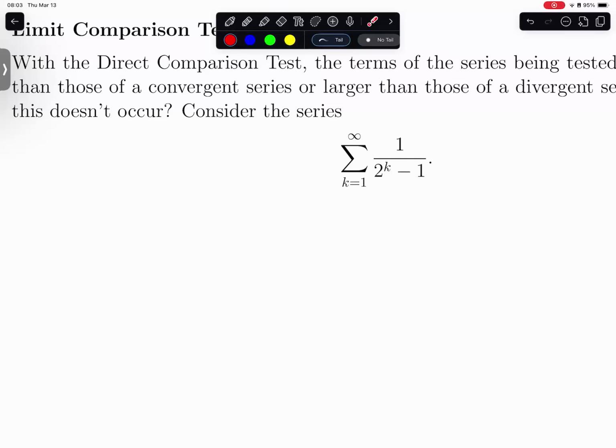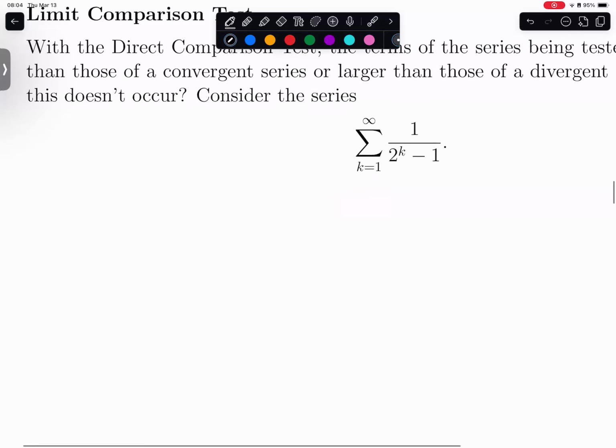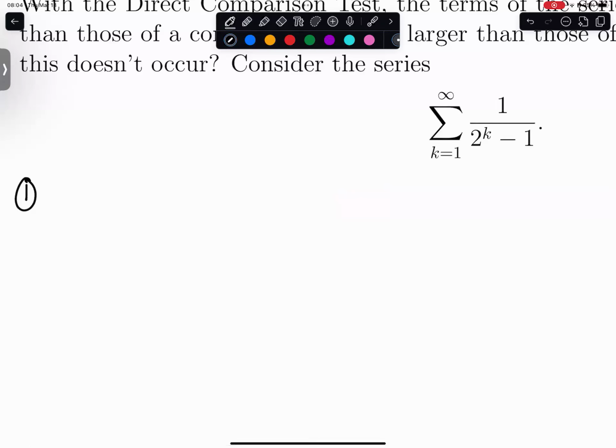But before we go into our new comparison test, let's see what would happen when the direct comparison test fails. So let's say I gave you this particular series here, and let's say I was adamant on using the direct comparison test to work with it. So let's go through the motions of the direct comparison test. I would define a of k to be the terms of the original series. So in this sum, a of k equals 1 over 2 to the k power minus 1.